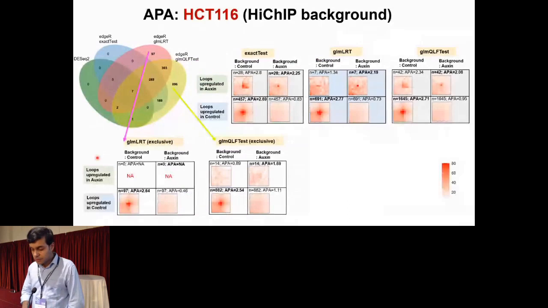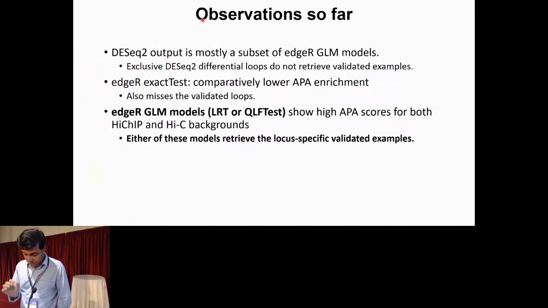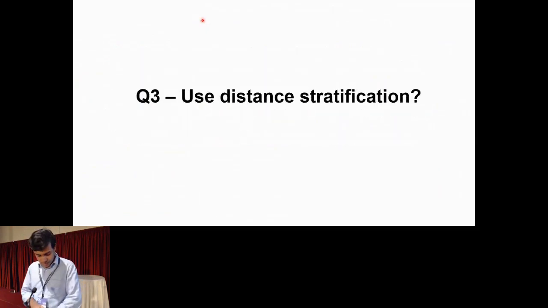If we go for the APA scores, we are finding that the GLM model is reporting the best APA enrichment, and even if we go for the exclusive loops detected by the GLM settings, we are getting good APA enrichment scores. This is for the colorectal cancer data. So overall, if we are using all contact background, we recommend using IHW corrected FDR with GLM models. Now the third question is, should we use the distance stratification or can we use the all contact background?